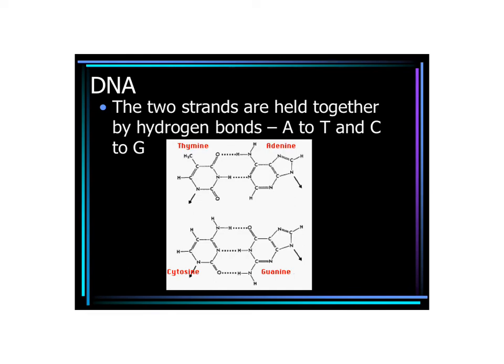Remember the structure of DNA. We've been talking about it for a while. Remember the two strands of DNA are held together by hydrogen bonds, adenine bonding with thymine and cytosine bonding to guanine. Now, it's really important to remember that those are hydrogen bonds. We talked earlier in the year about hydrogen bonds and how they're not very strong and they're easy to break, and this is going to be important in what we're talking about.